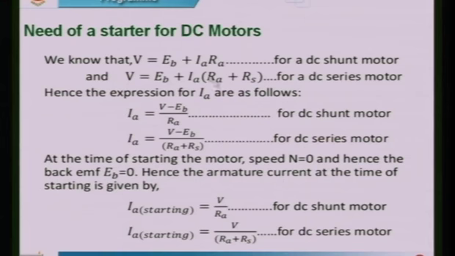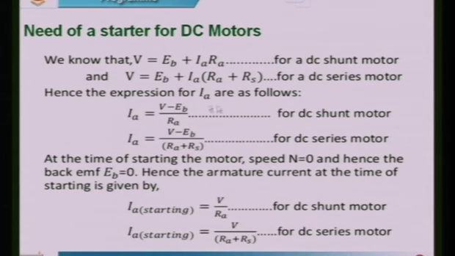See the relationships in the case of the DC shunt motor and DC series motor. We have V, the applied voltage, is equal to the back EMF plus the armature resistance drop, EB plus IA RA, for the shunt motor. In the case of the series motor, we are going to add the series field winding. So V is equal to EB plus IA into (RA plus RS) for a DC series motor. From these two equations, we can derive the equation of IA: IA is equal to V minus EB divided by RA for the DC shunt motor, and IA is equal to V minus EB divided by RA plus RS for the DC series motor.